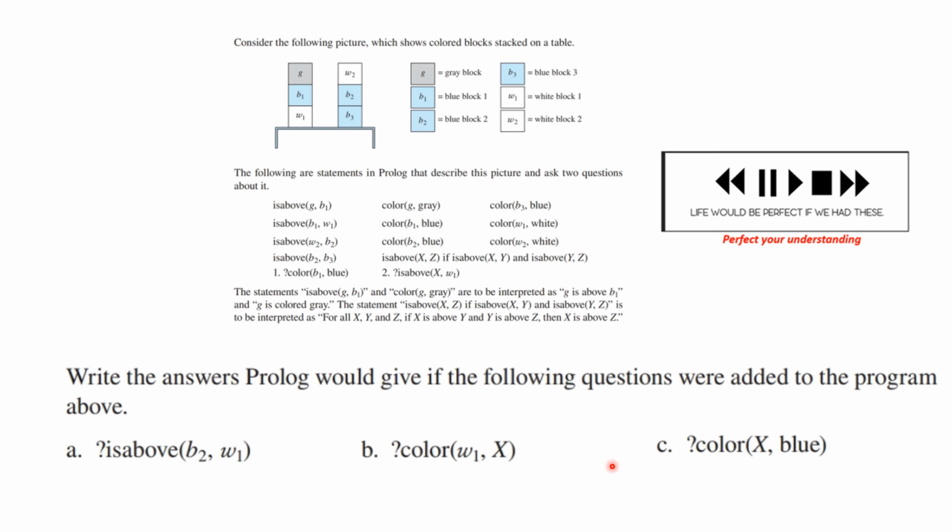So just to get a little bit of experience with this, I'm going to ask you to consider this picture. It's the same program, but you want to write the answers that Prolog would give to these questions if we added them to the program. Is B2 above W1? Is W1 above X? Or, for what colors X is something above... what do we get for X is blue. So give it a go, answering the question based on this diagram.